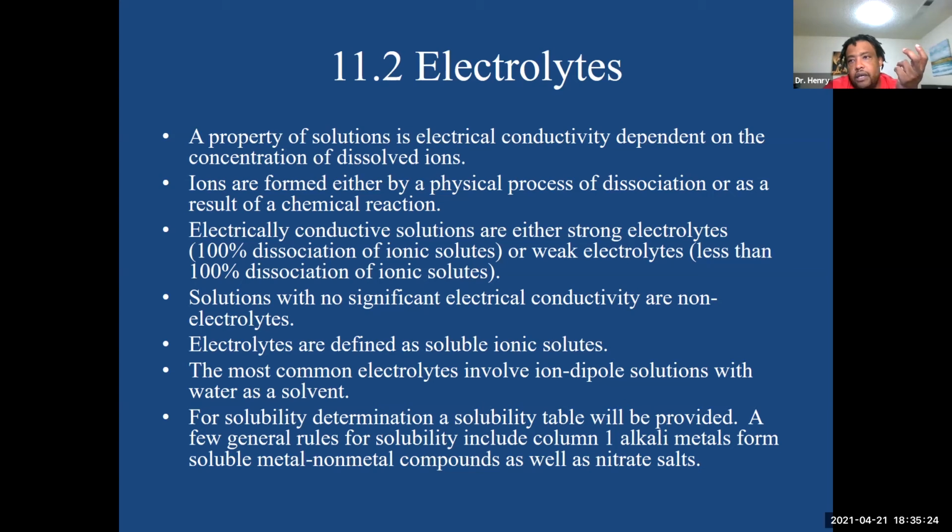The most common electrolytes involve ion-dipole solutions. In the case of water, you have ions like sodium plus and chlorine minus in water. Solubility is basically determined by the table that we provided back last semester. There are a couple of things you always want to remember from that table. Group one metals are always going to be soluble, so anything with group one metals is soluble.